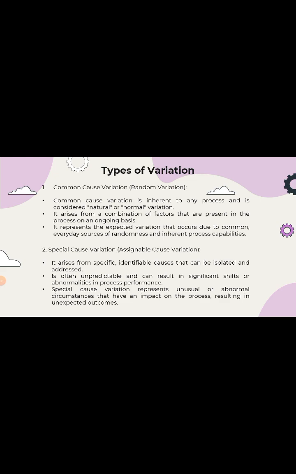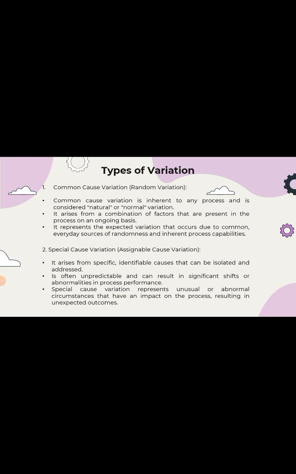Number two, it represents the expected variation that occurs due to common everyday sources of randomness and inherent process capability, which, in other words, means common cause variation is the usual or normal thing we do at the company or the process or whatsoever.